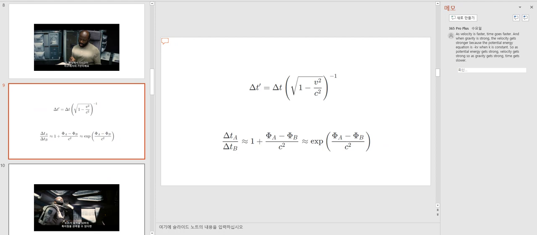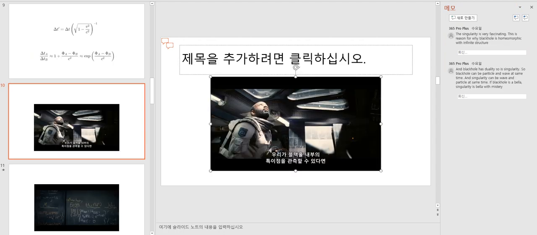As velocity is faster, time goes faster, and when gravity is strong, the velocity gets stronger because the potential energy equation is minus kV, where k is constant. So, as potential energy gets strong, velocity gets strong, so as gravity gets strong, time gets slower.